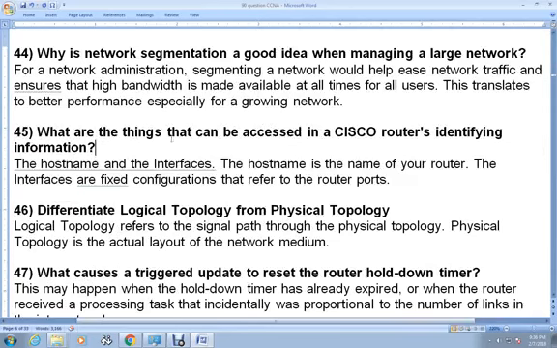Next question, what are the things that can be accessed in Cisco router identifying information? The host name and the interface. The host name is the name of the router. The interfaces are fixed configurations that refer to a router port.